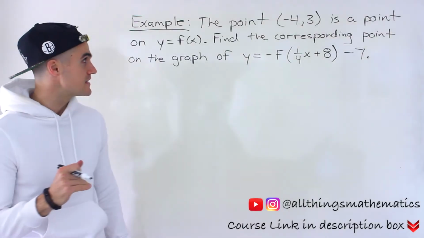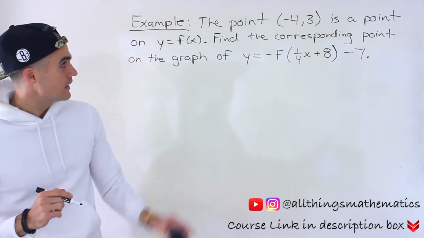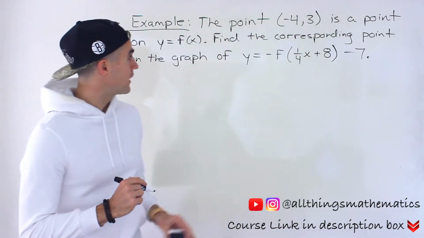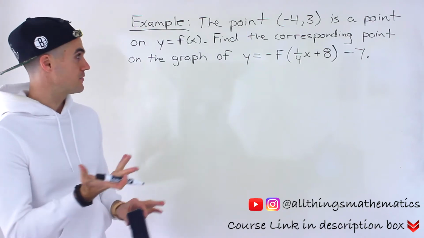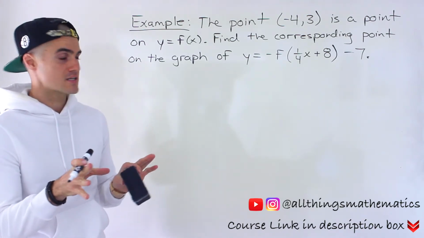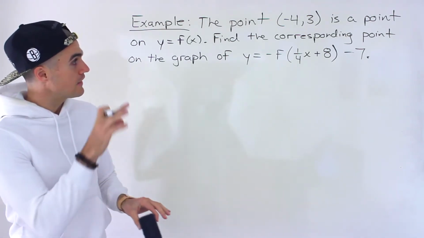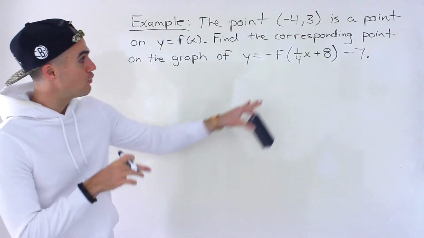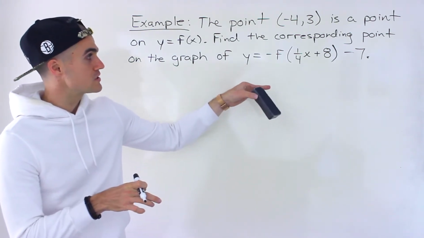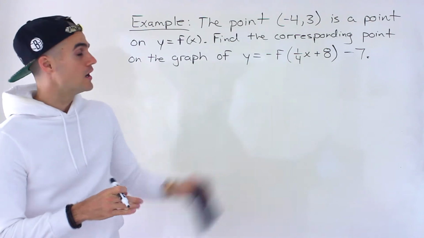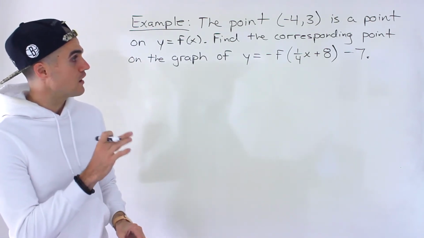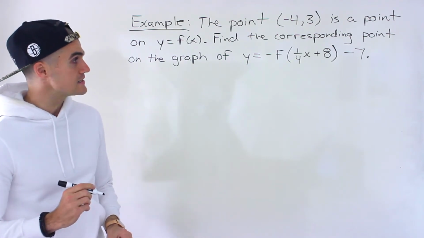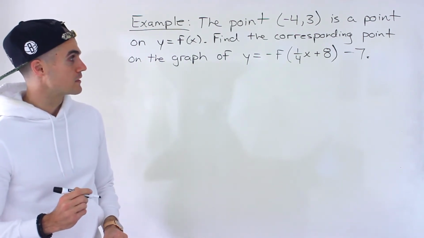Patrick here, and in this next video what we have to do is take this point (-4, 3). We're told it's a point on the function f of x, the parent function. We don't know what f of x is, but we know that point is on it. And then we have to find the corresponding point on this function here. Notice it's a transformed function of that parent function f of x: y equals -f of (1/4 x plus 8) minus 7.